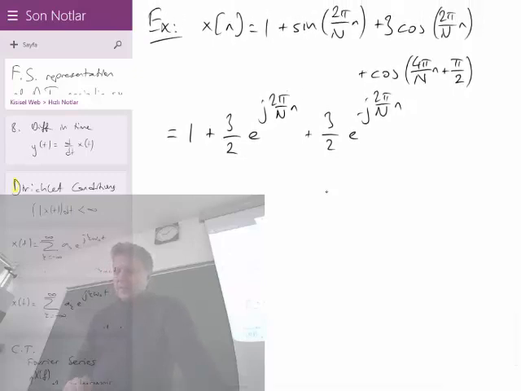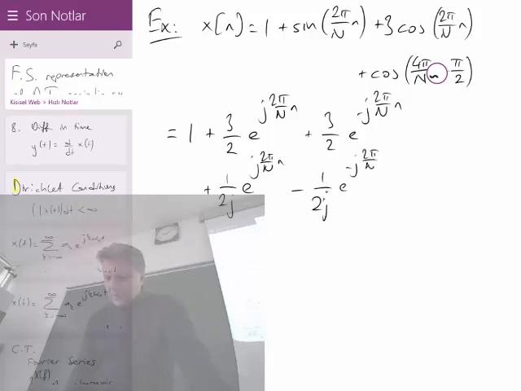But now we have another. Now let's come back to this first sine. That sine is also having the same harmonics. The frequency of that sinusoid is the same. And what is that? Plus 1 over 2j e to the j 2 pi over N minus 1 over 2j e to the minus j 2 pi over capital N. So that corresponds to our sinusoid.